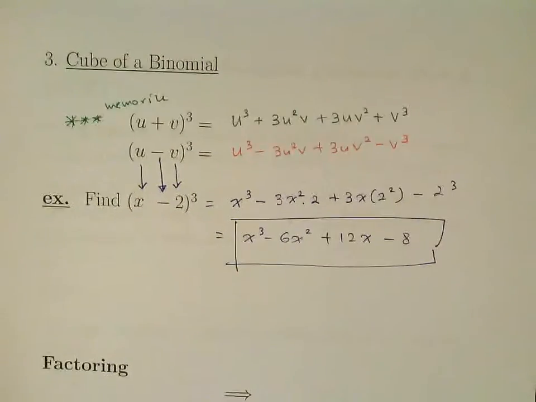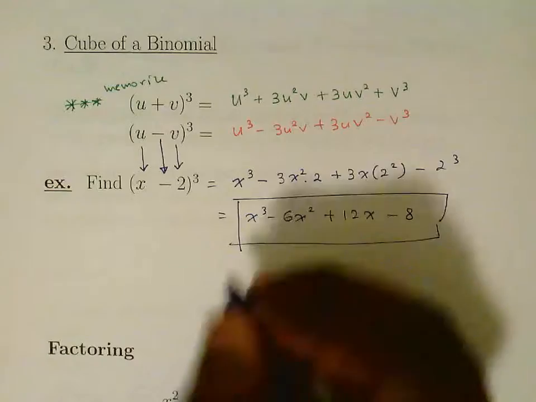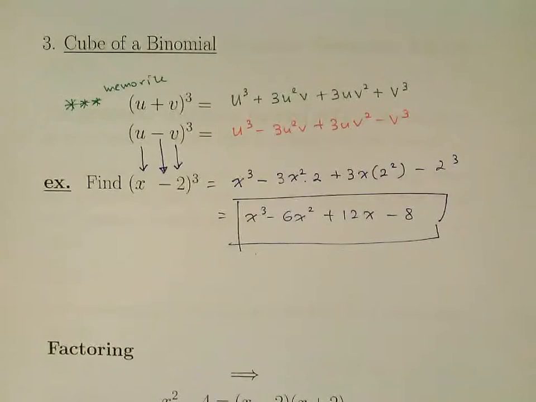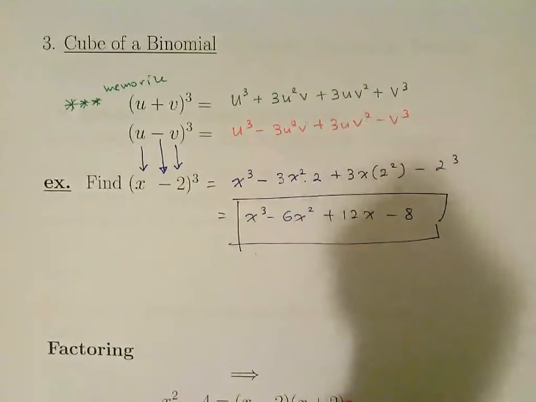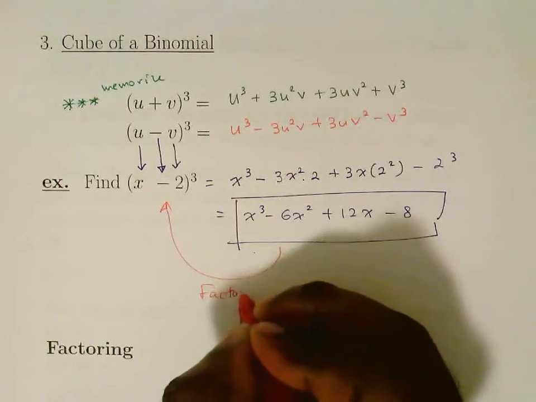That would be correctly simplified. Okay, so up to now we learned something called expansion. And the opposite of expansion, going from here to here, is called factoring.